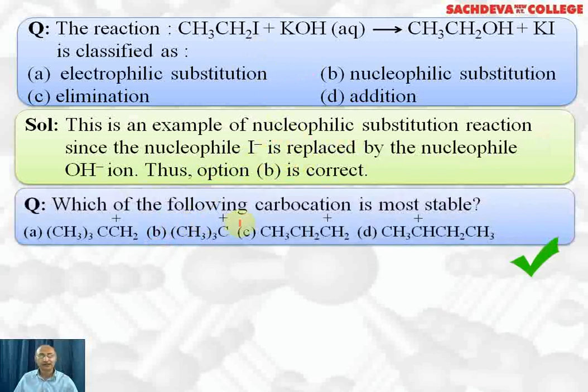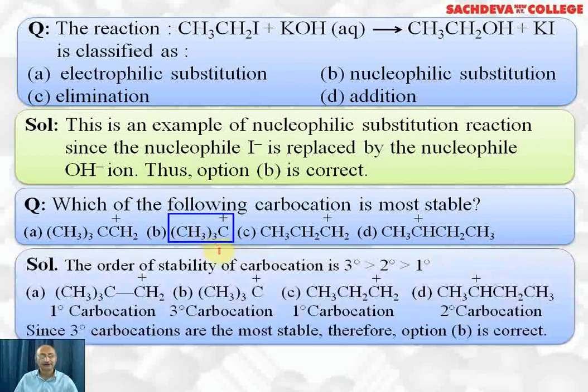Which of the following carbocations is most stable? Now we know that tertiary carbocation is most stable. So B part is tertiary carbocation. This is most stable due to hyperconjugation as well as positive inductive effect. So the correct answer is B part because it is tertiary carbocation, most stable due to positive inductive effect and 9 hyperconjugated structures.